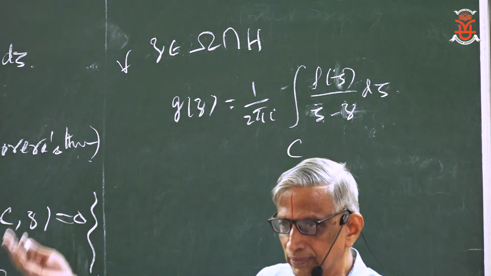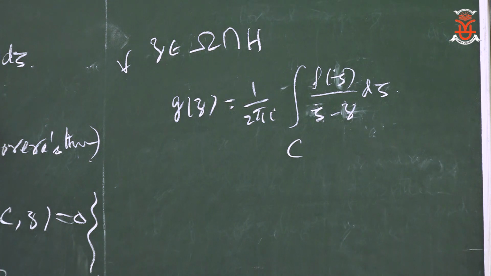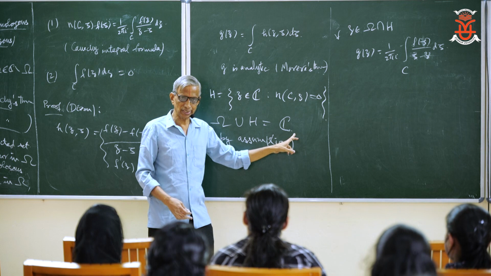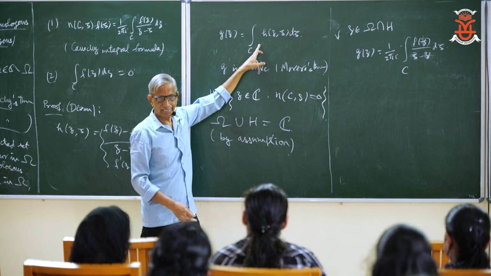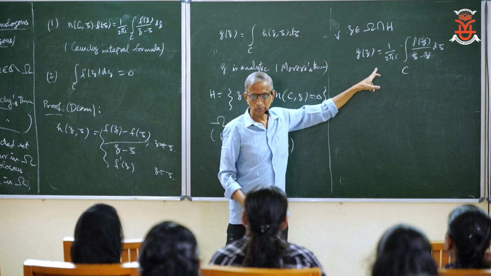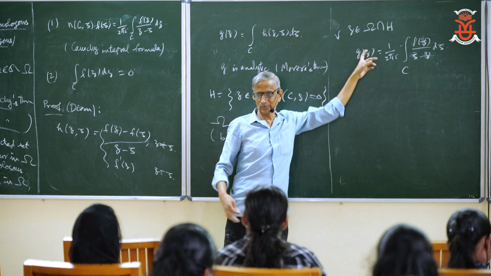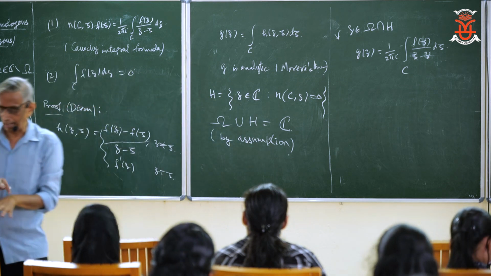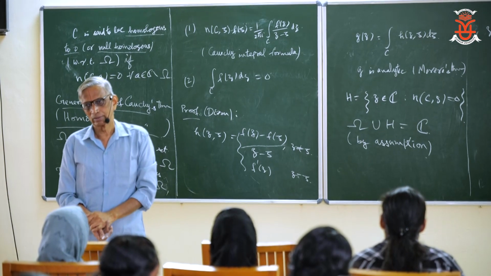So now we can therefore define a function on the union, which is the whole of C. So on omega, you define it, you have already defined like this. On H, you define it like this. And on the intersection, you have this already. So on the overlap, the definitions match. So G is that way defined on the whole of the plane.